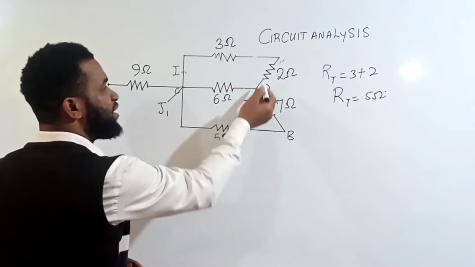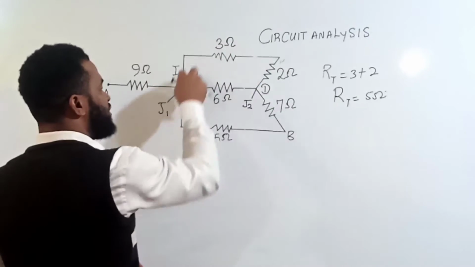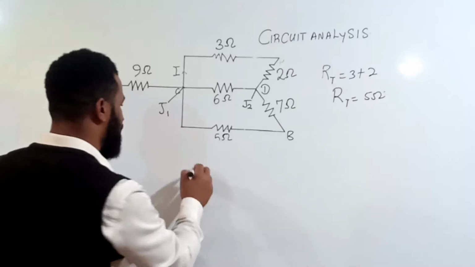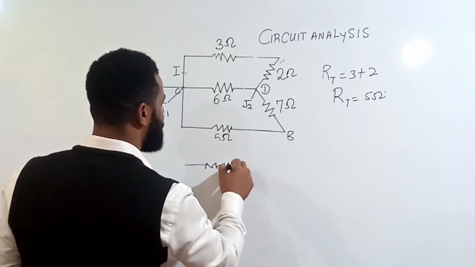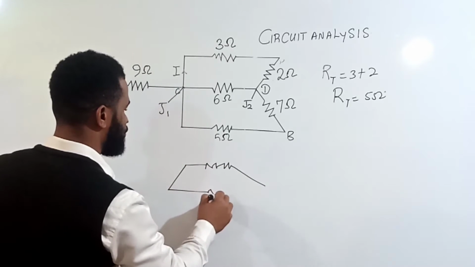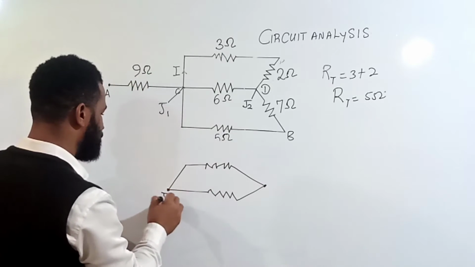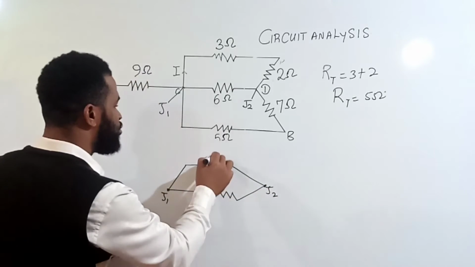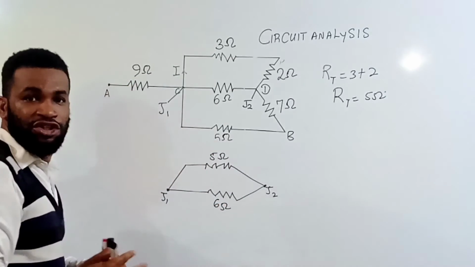Now, but what happens is that these two have this junction J2 and this junction. So I'm going to redraw. See what I'm going to have. I'm going to have this. So you see this now, junction 1, junction 2. So this is 5 ohms and this is 6 ohms. See what I mean?